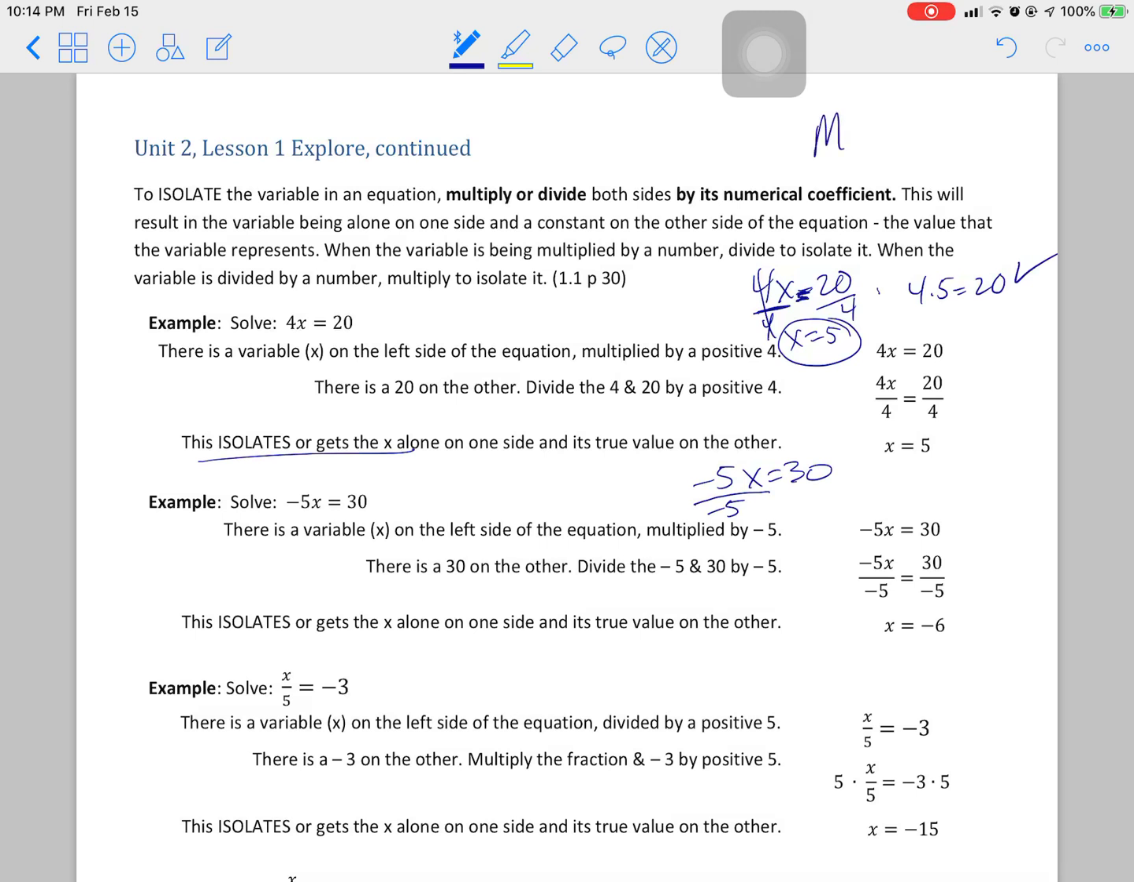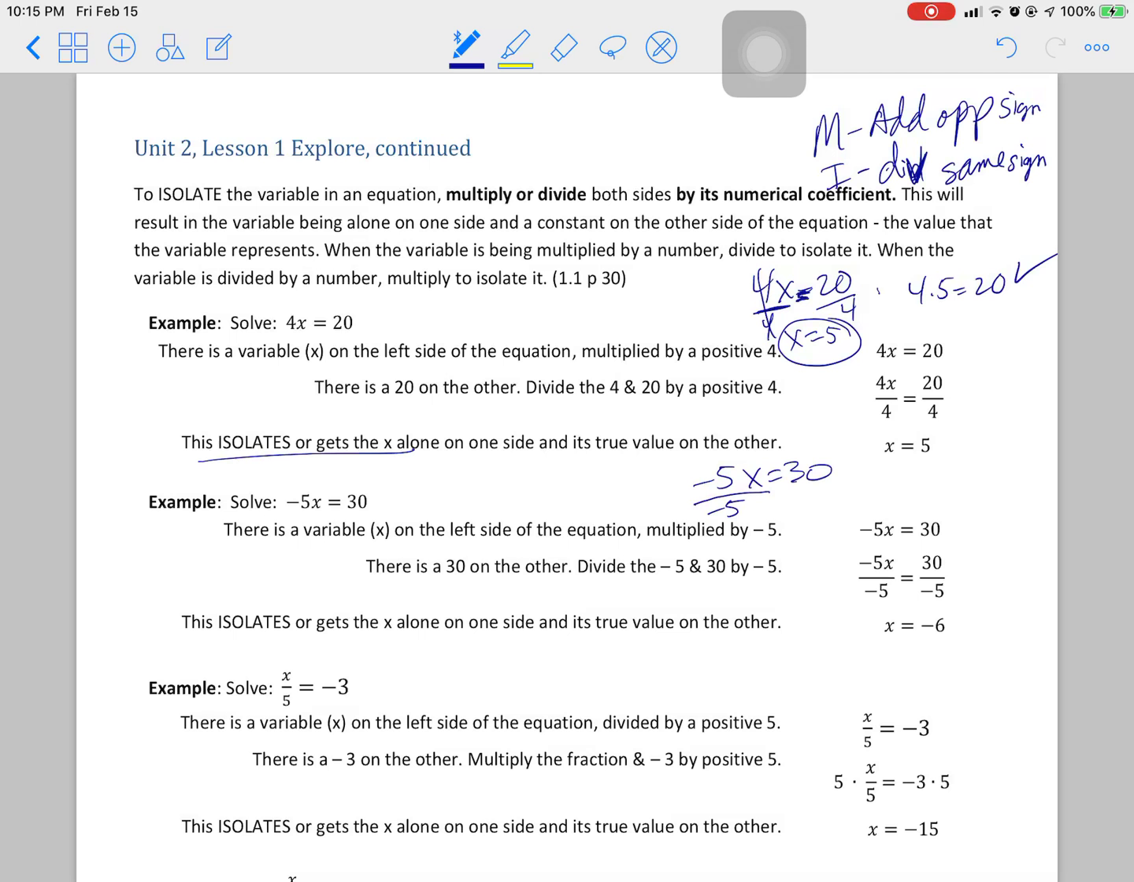Okay? So when you're moving, you're adding opposite. When you're isolating, you're dividing or multiplying. I'll show you a different example in a minute. Oops. Dividing by same. And opposite, I mean sign. Same sign.